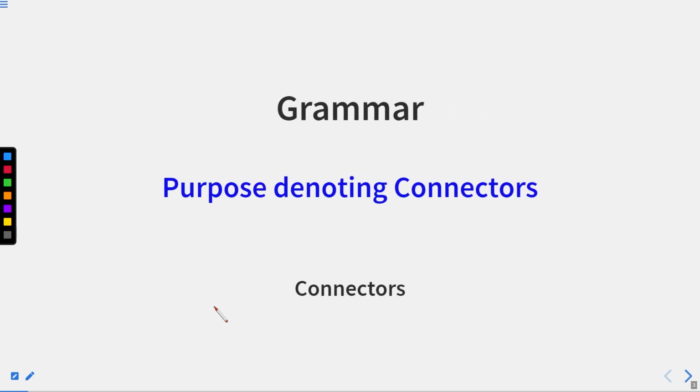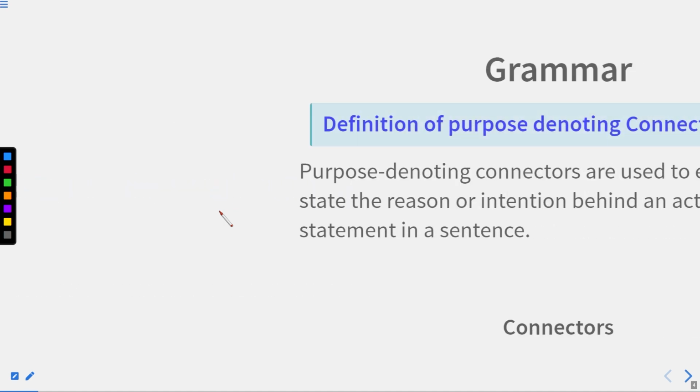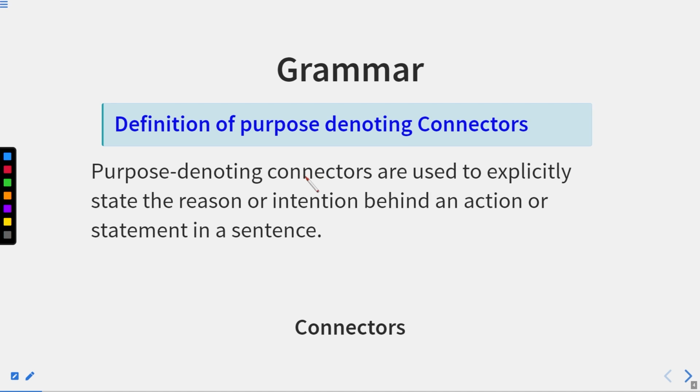First of all, we'll discuss what are purpose denoting connectors. Now, purpose is a thing that is your motive, the thing you want to do, something that one needs to do, or the aim of someone. So, definition of purpose denoting connectors: purpose denoting connectors are used to explicitly state the reason or intention behind an action or statement in a sentence. It means whatever the motive or intention is to do that particular thing is actually the purpose. That is the intention, the aim, the motive.